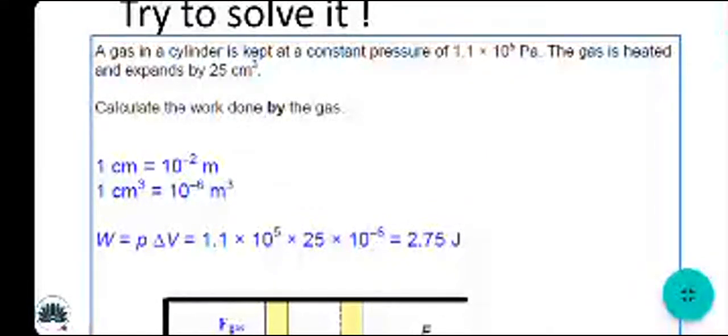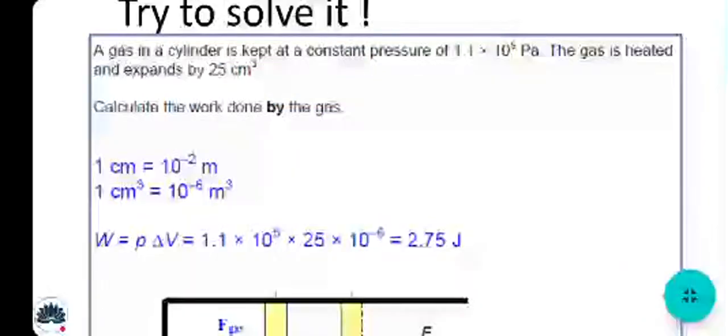A gas in a cylinder is kept at a constant pressure of 1.1 × 10^5 pascals. The gas is heated and expands by 25 cm³. Now the volume is given to you and the pressure is given to you. Calculate the work done by the gas. If you know whether the value is negative or positive, you just apply the negative or positive sign. That's not an issue.